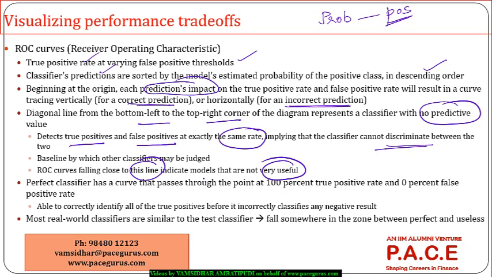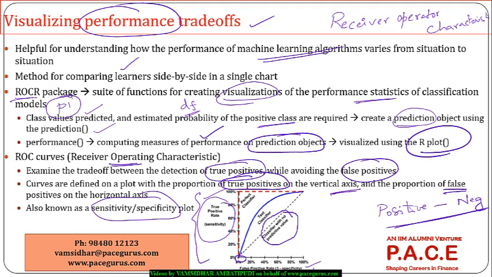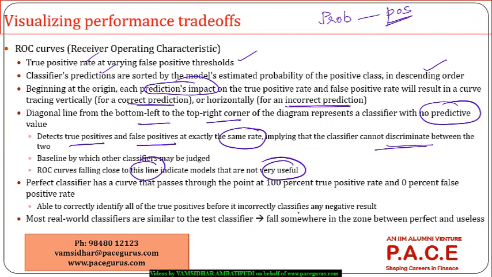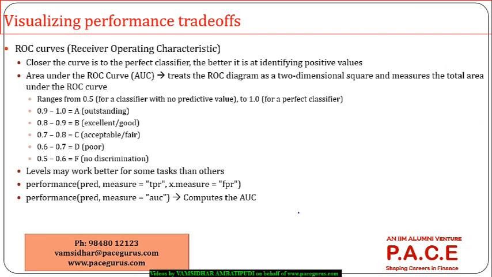Most real world classifiers should be somewhere in between the two. Probably like this test classifier, or some of them could be like this, some of them could be even like this, but these are the kinds of curves that can come out. The closer they are to one, the better job they are doing in terms of classification. The more they are away from one, the poorer their classification is. The closer the curve is to the perfect classifier, the better the model is doing. It is able to identify the positive values quite comfortably.